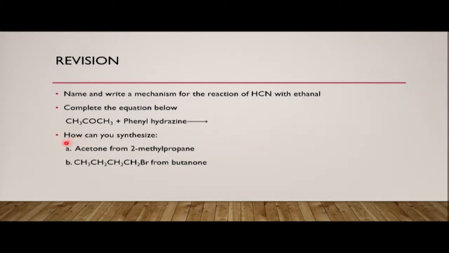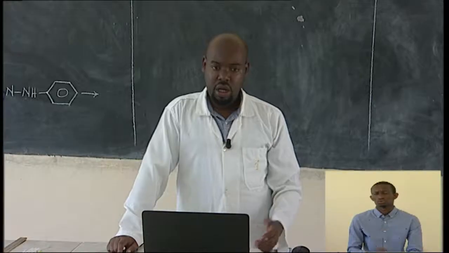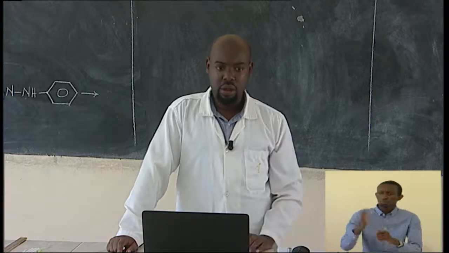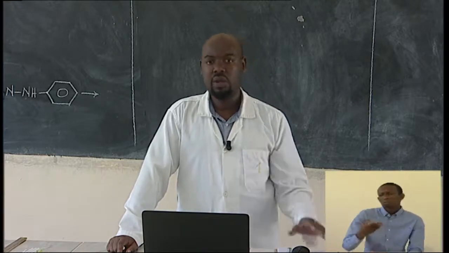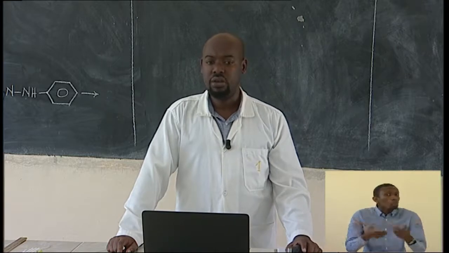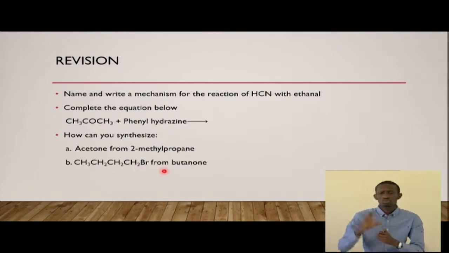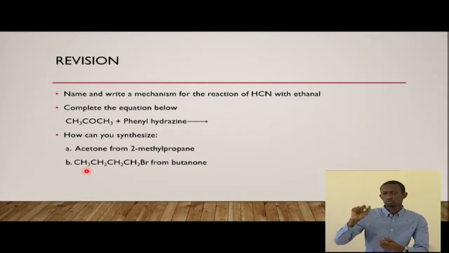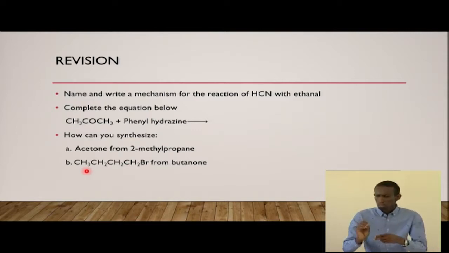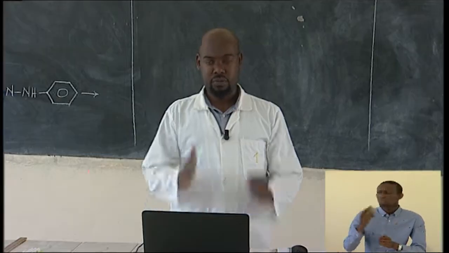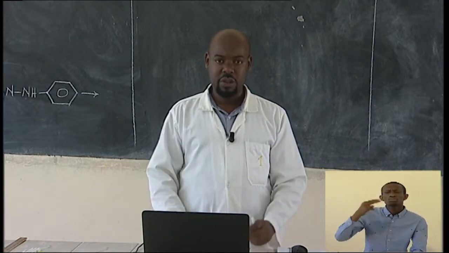Okay, let's start with number 1. While we are correcting number 1 and number 2, you can go on and think about how we can synthesize acetone from this compound and 1-bromobutane from this compound. Name and write a mechanism for the reaction of HCN with ethanal. What is the name of that mechanism? Do you remember how we named that mechanism?